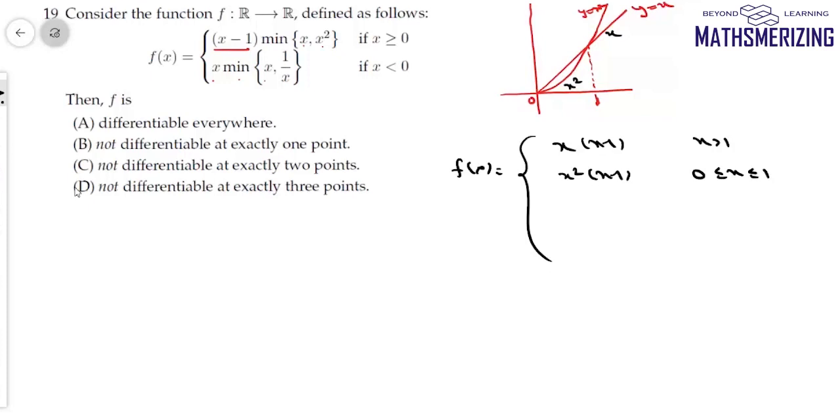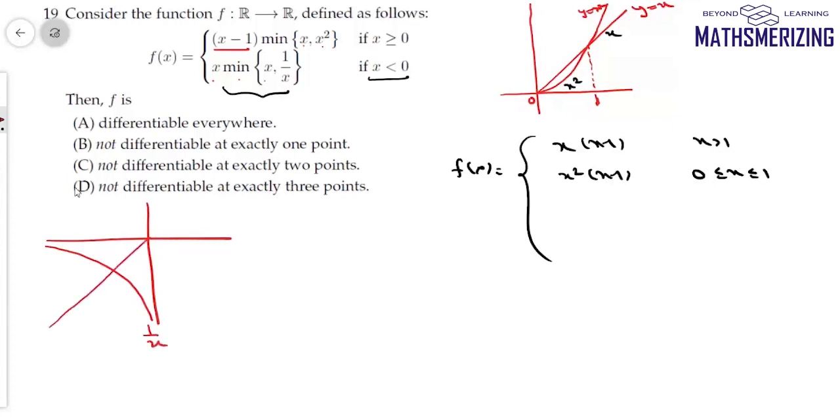Now, when x is less than 0, I need to consider the minimum of x and 1 by x. So when x is less than 0, we have this 1 by x, and then we have this y equals x, and their point of intersection will be minus 1. So between minus 1 and 0, this minimum value will be 1 by x, and when x is less than minus 1, this minimum value will be x.